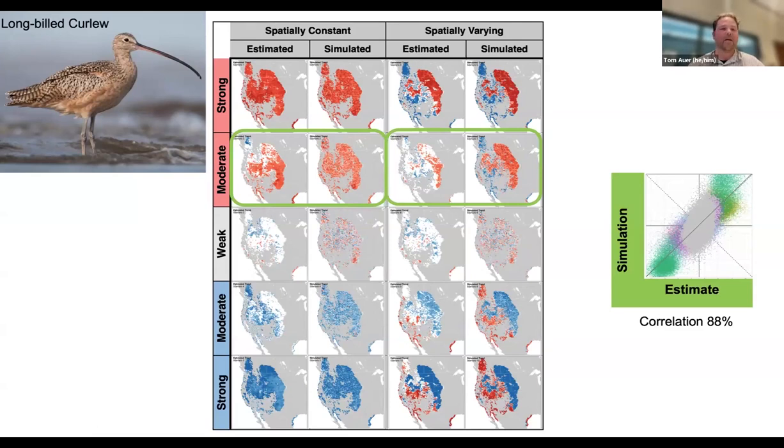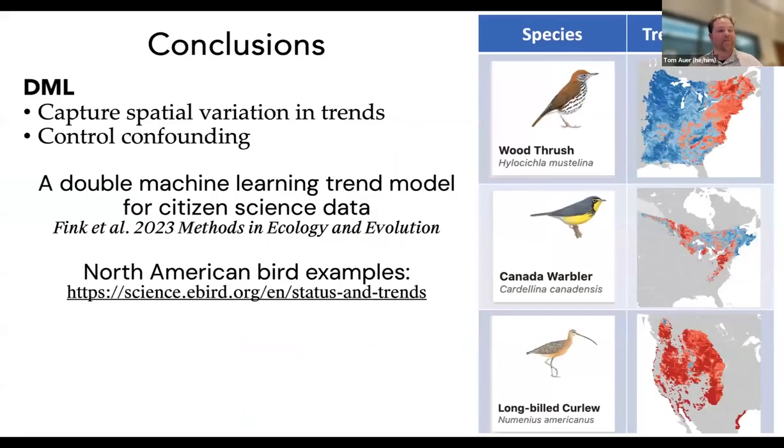And so just to wrap that up, this method, this double machine learning, is trying to capture spatial variation patterns while controlling for confounding in the observation process with eBird data. I've linked to the paper there, which you can also find on our status and trends FAQ. And if you go to the status and trends page, you can view these trends there.